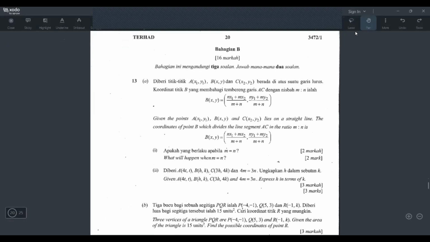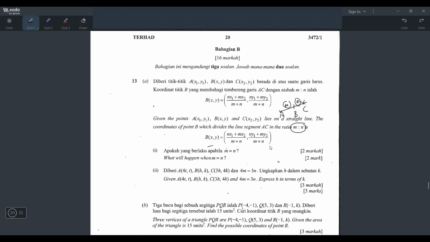Now it's time to do number 13. Okay, all right, let's read the question. Given points A, B, and C lie on a straight line. Okay, so it means they are collinear. So we have A, B, and C, right? But which one is the point in the middle? The point B divides the line AC. So B is actually the one in between, right? And then they say point B divides line segment AC in the ratio m ratio n. So this is ratio m, this is ratio n.